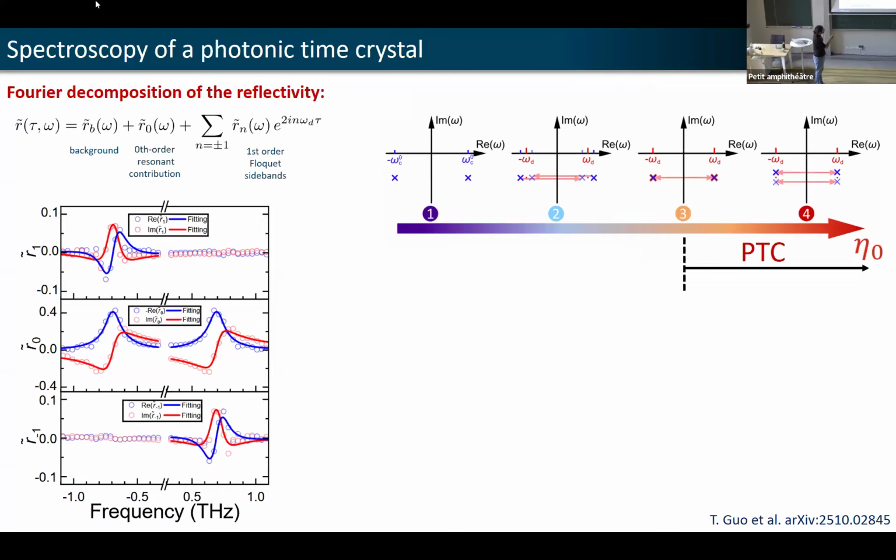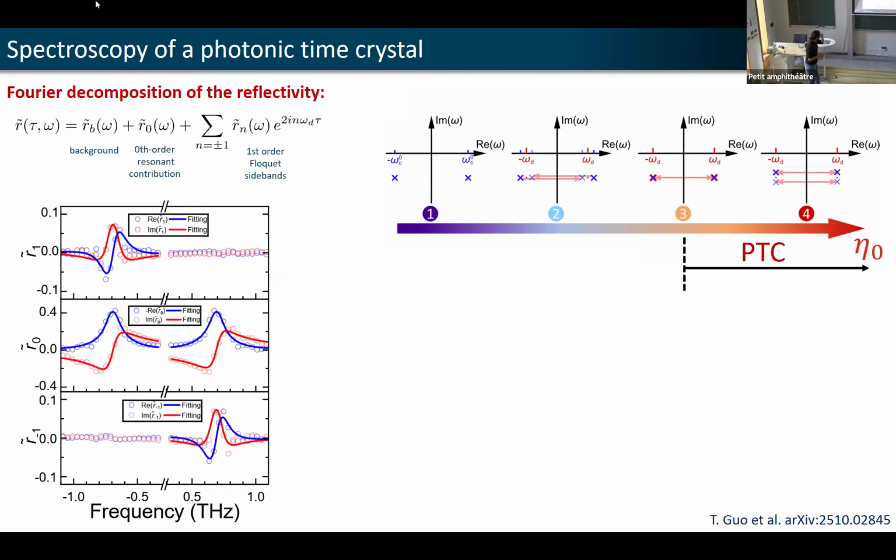When you increase the drive strength, these two poles will coalesce together because of the strength of the drive. You can think about a two-level system in which we crank up the drive. Typically you will have level repulsion, but in this system you have level attraction, okay? So they will coalesce and the imaginary part after this coalescence will be different for the two modes, okay? And this is where you enter the PTC regime, okay?